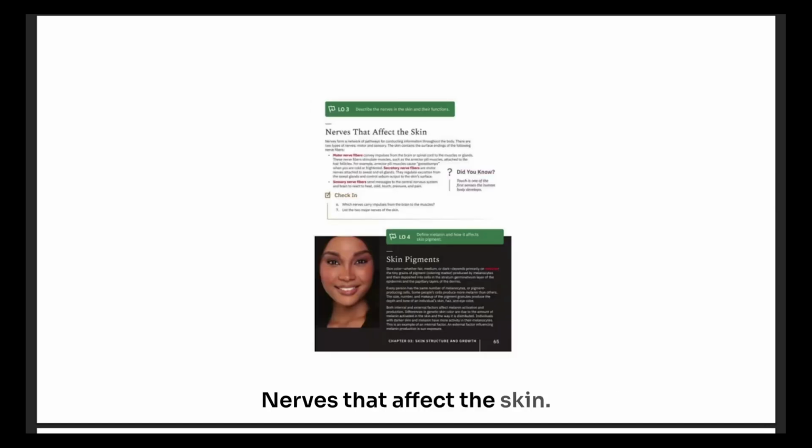Nerves that affect the skin. Nerves form a network of pathways for conducting information throughout the body. There are two types of nerves, motor and sensory. The skin contains the surface endings of the following nerve fibers.